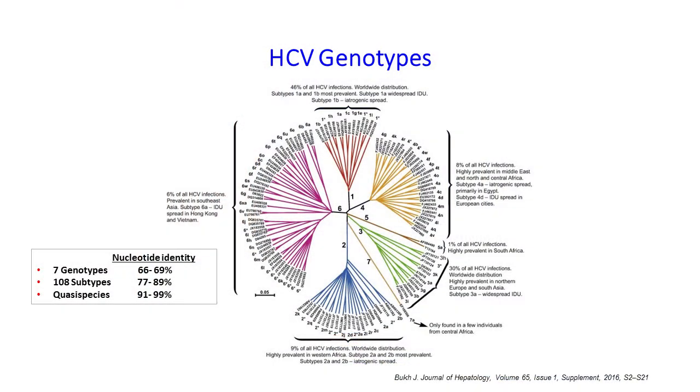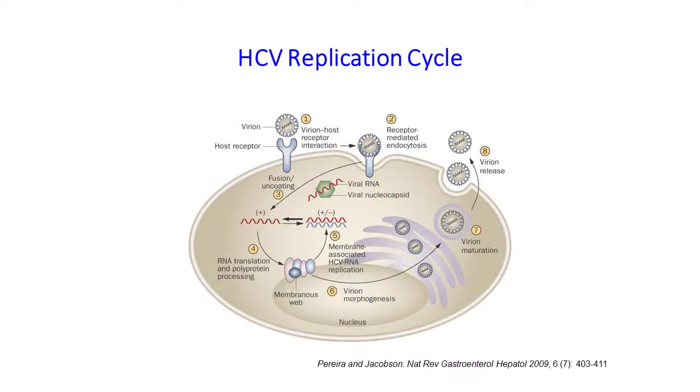Endemic subtypes from genotype 1 and 2 are primarily found in West Africa, genotype 3 in South Asia, 4 in Central Africa and the Middle East, and is especially predominant in Egypt, genotype 5 in Southern Africa, and 6 in Southeast Asia. Genotype 7 has only been found in a few individuals from Central Africa.